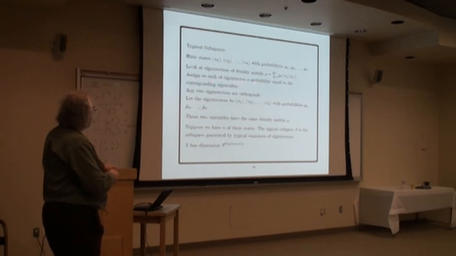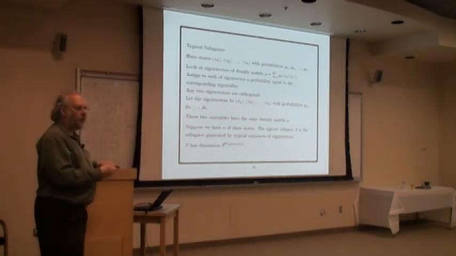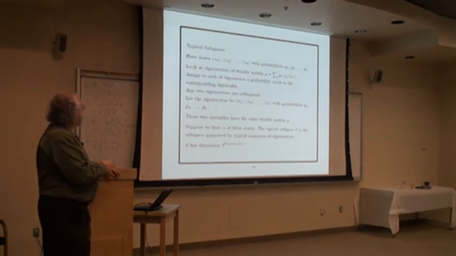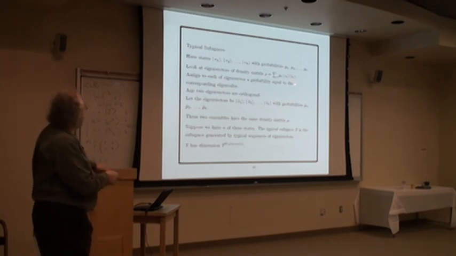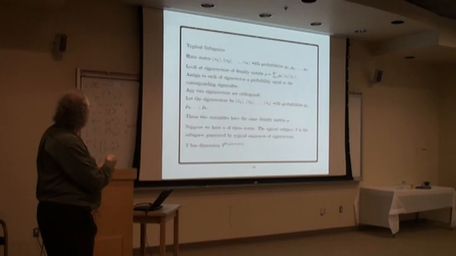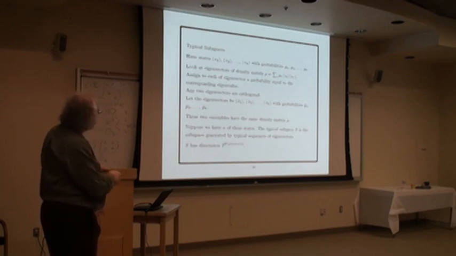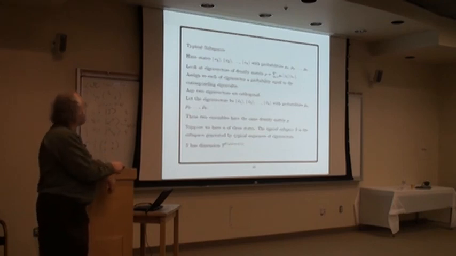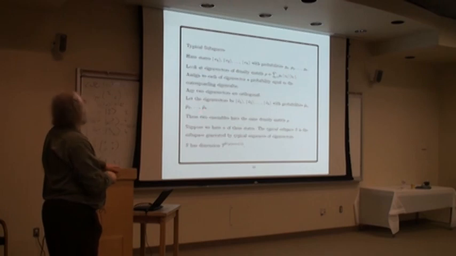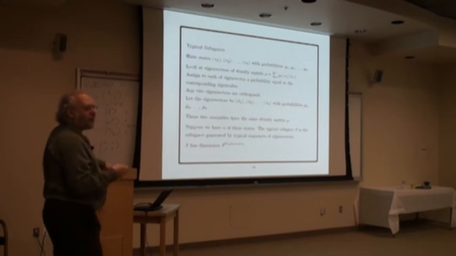So what we're going to do is assign each eigenvector a probability equal to the corresponding eigenvalue. Because this density matrix is Hermitian and trace 1, these eigenvalues add up to 1 and are all positive, which means they form a probability distribution. And any two eigenvectors are orthogonal, just by the property of Hermitian matrices. So let the eigenvectors be v1 prime, v2 prime, through vk prime. Actually, this k doesn't have to be the same k, so I should have used a different symbol for it. The probabilities are p1 prime through pk prime. These two ensembles give the same density matrix rho. Why? Because the summation of p sub i, v sub i, v sub i dagger is rho, which is the way eigenvalues and eigenvectors work.